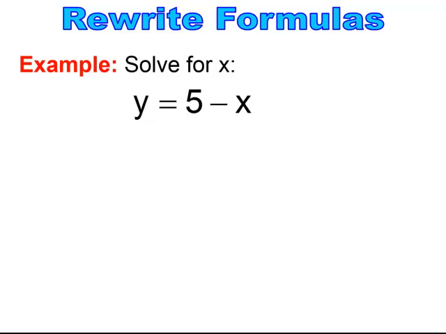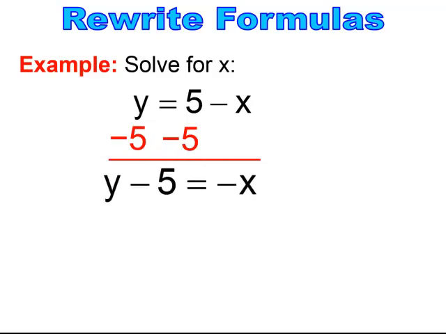This next one, you have to be careful here. We're asked to solve for x, and I have 5 minus x, and I want to remove that 5 first. Well, 5 is positive, so you have to subtract 5 from both sides first. So when you subtract 5 from both sides, you get y minus 5 equals a negative x.